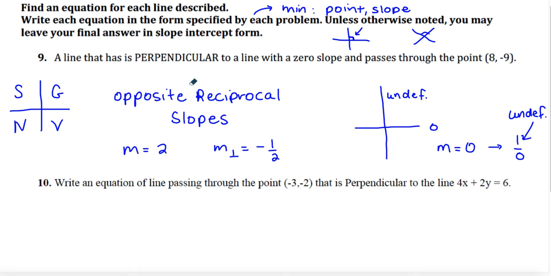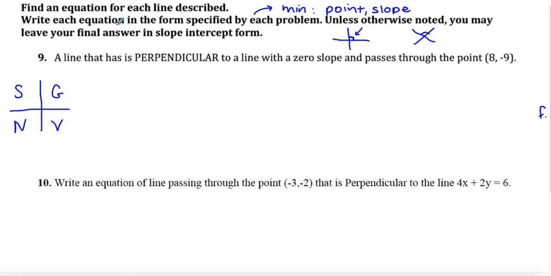All right, now that we've gotten that out of the way, let's look at some questions. We're trying to find an equation of a line that is perpendicular to a line with a 0 slope, and it passes through the point (8, -9). So first I see that I'm looking for something perpendicular to a 0 slope. A 0 slope is a horizontal line, so I know that my equation is going to be that of a vertical line. Remember, vertical lines are in the form x equals a number, so you want to look at the coordinate point. The point is 8. So x equals 8.